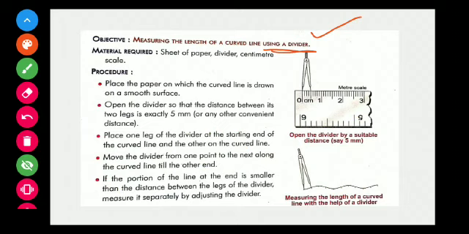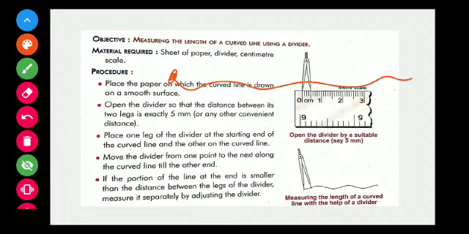First of all, this is your divider. We open the two legs of the divider so that the distance between the two legs is 5 mm. Place one leg of the divider at the starting end of the curved line. For example, this is your curved line, and we place one leg of the divider at the starting point of the curved line.